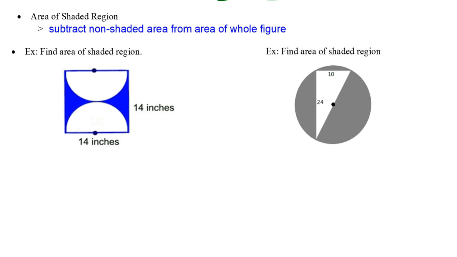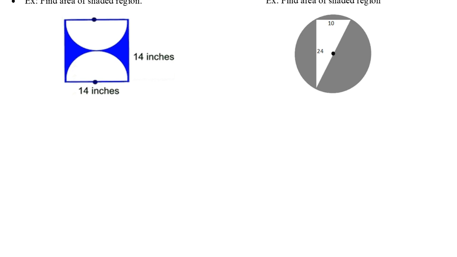So for example, on this problem on the left, I've got a square, right, because my length and my width are both 14 inches, so this is a square. And so I can say, okay, well then the area of the whole square is going to be side squared, so 14 squared gives me 196, and that's going to be square inches.